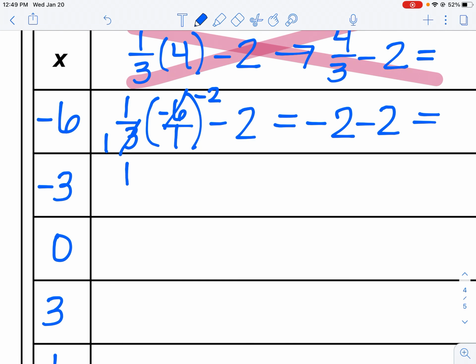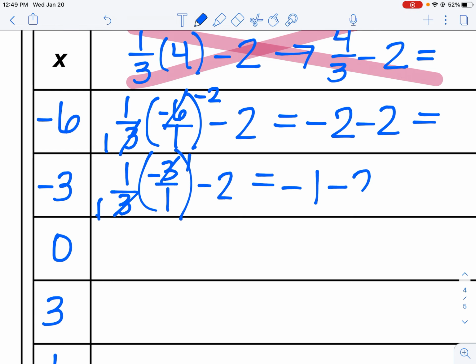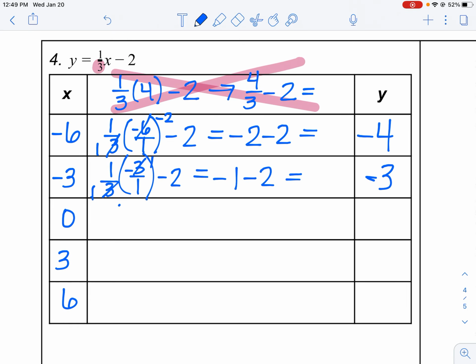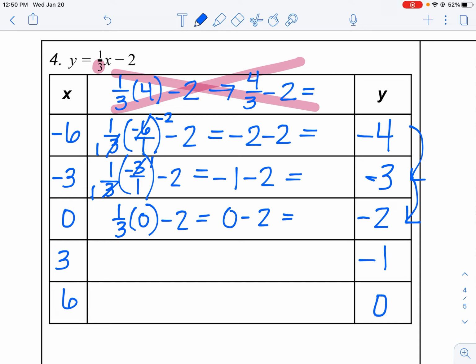When I use that -3, place it as -3/1. Those 3's both cancel to a 1, and I'm left with -1 minus 2 is equal to -3. Now 0, although not a multiple of 3, will automatically clear a fraction because that will become a 0 minus 2. And if you notice, I have a slight pattern going down the side, so I can double check my work, knowing this should probably be a -1. This should probably be a 0, but let's check it out.